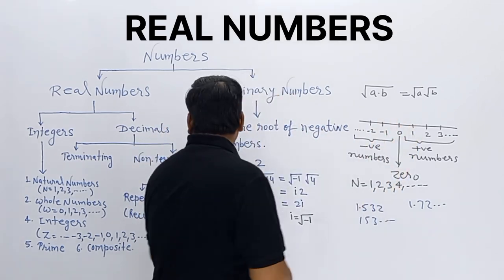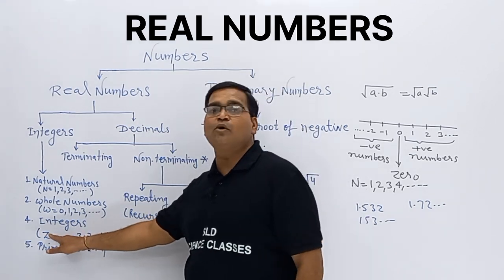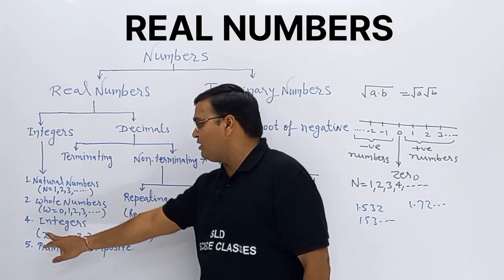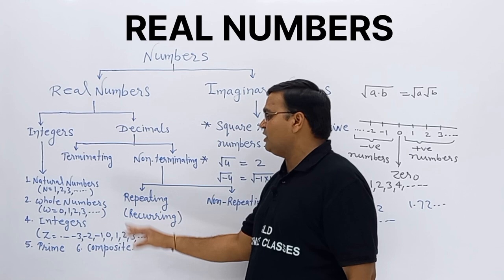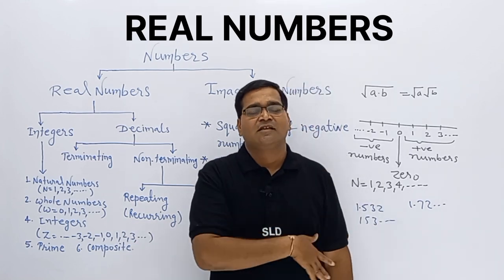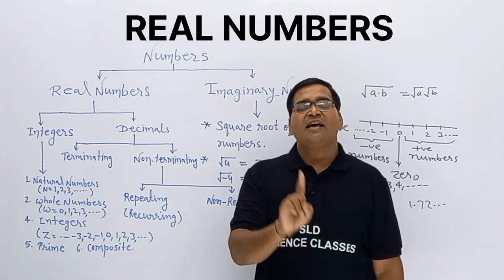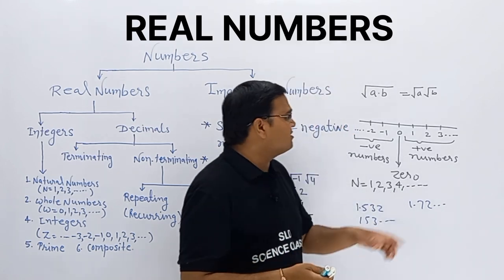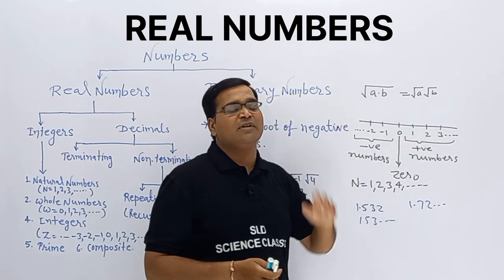What are the integers? I mentioned integers are denoted by Z, sometimes we can use I also. No problem in which. Z equal to minus 3, minus 2, minus 1, 0, 1, 2, 3. These are what? Integers. And integers means complete values. Integers are having three parts. One is the counting numbers, 0 and negatives of the counting numbers.